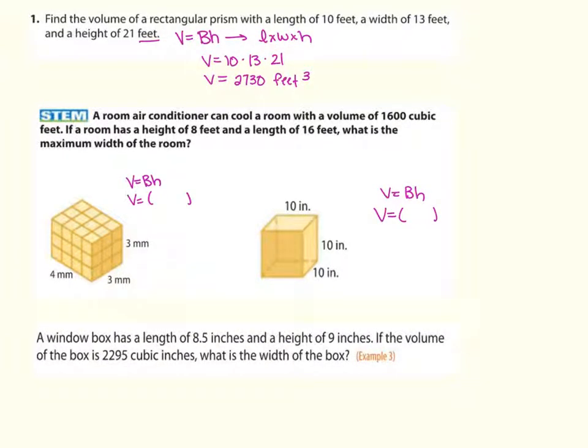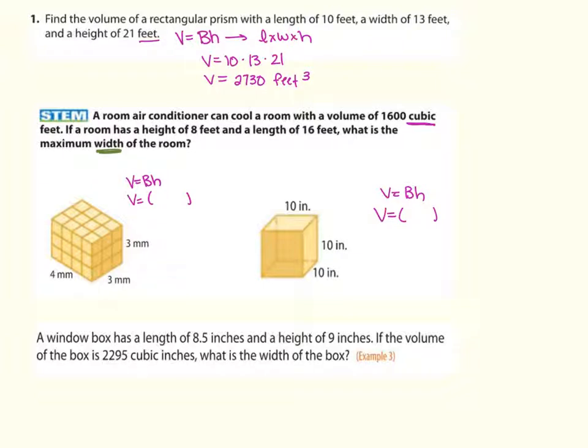Okay, for the next one, a room air conditioner can cool a room with a volume of 1,600 cubic feet. Notice that it says cubic. That right there tells me that this is the volume. So if a room has a height of 8 feet and a length of 16 feet, what is the maximum width of the room? So we are finding the width.